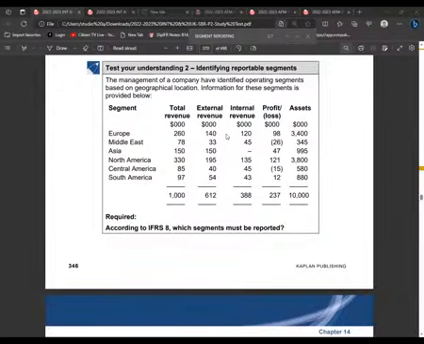And then, ladies and gentlemen, we have assets here. So assets, what am I able to see? I've got 3,400, 345, 995, 3,800, 580, and 880, which in this case gives me what we call 10,000. So according to IFRS 8, which segments must be reported?